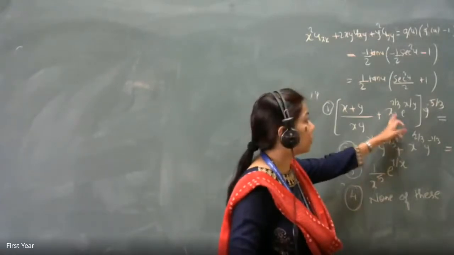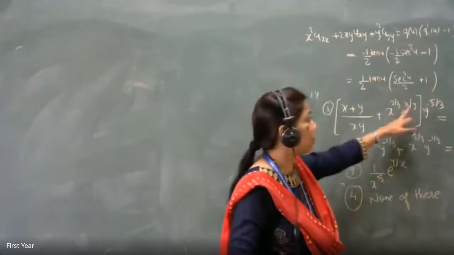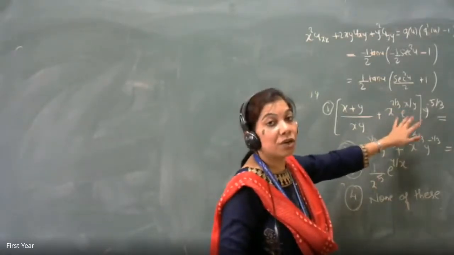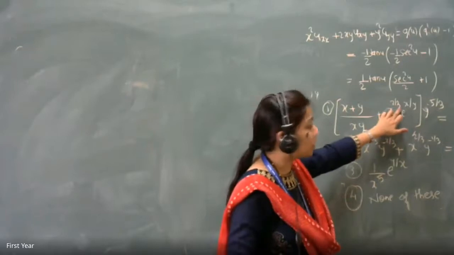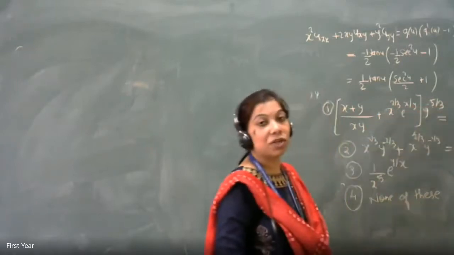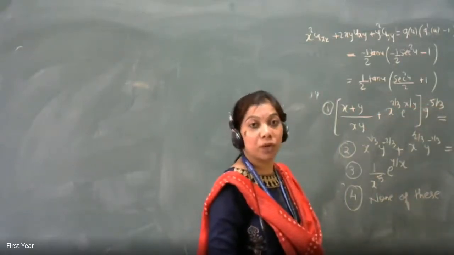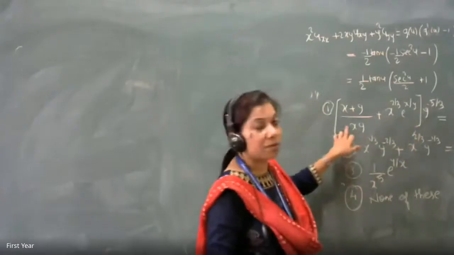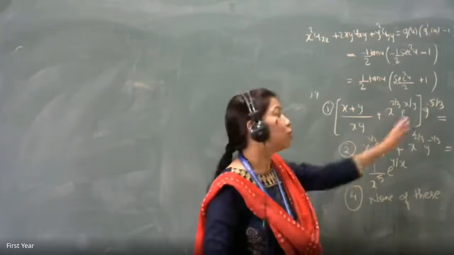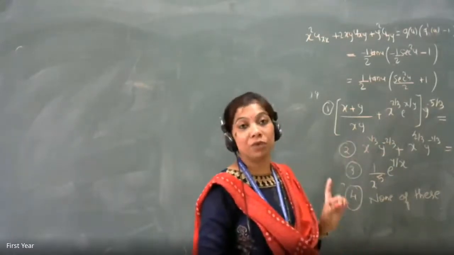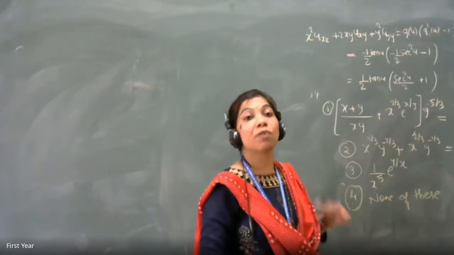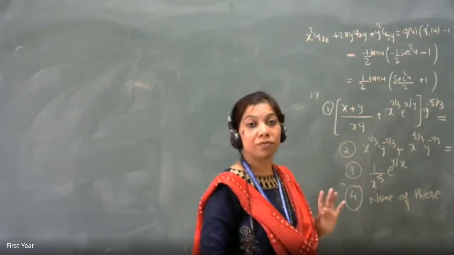What is the degree of the second term? E raised to x by y is a function of x by y. So the degree of this term is 0. The degree of this term is 2 by 3 minus 5 by 3. So how much is that? Minus 3 by 3, which is minus 1. So this term has degree minus 1, this term has degree minus 8 by 3. They are different. So u is not homogeneous of one unique degree. It is a sum of two homogeneous functions on its own. Is it okay?